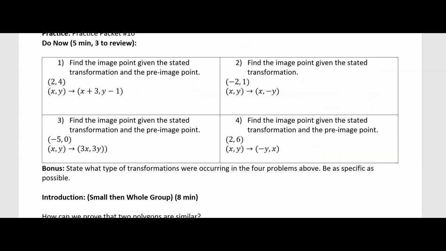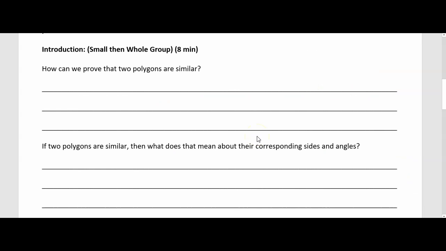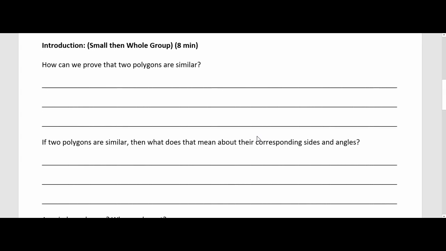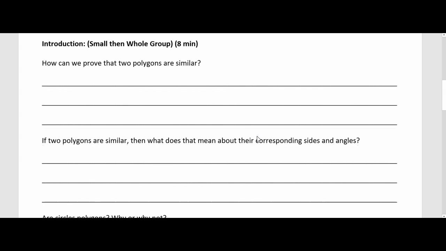Okay, let's start talking about circles. Before we do that, though, let's review from last lesson. How can we prove that 2 polygons are similar? So think about the definition or the criteria for 2 polygons to be similar. And for this first question, I'd like you to focus on not necessarily what has to be true about the sides and angles. We'll get to that in question 2. But think about maybe in terms of transformations. How could we prove that 2 polygons are similar?